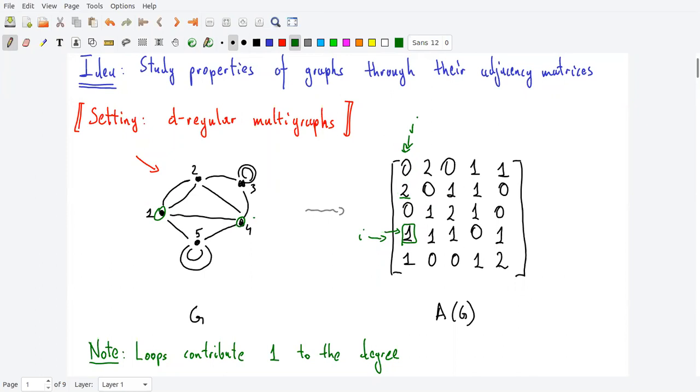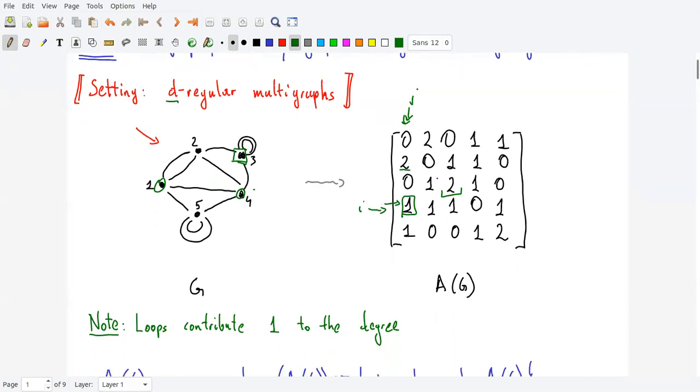On the diagonal, you have the number of loops. So we allow loops in our multigraphs. And note that contrary to some other areas in graph theory, loops contribute 1 to the degree. You think of a loop as an annotation at the vertex, saying that you can go from this vertex to this vertex again. Therefore, for example, this 2 here corresponds to the fact that vertex number 3 has 2 loops on it. Then d-regular means that the sum in every row is equal to d, and because the matrix must be symmetric, the sum in every column is also equal to d.